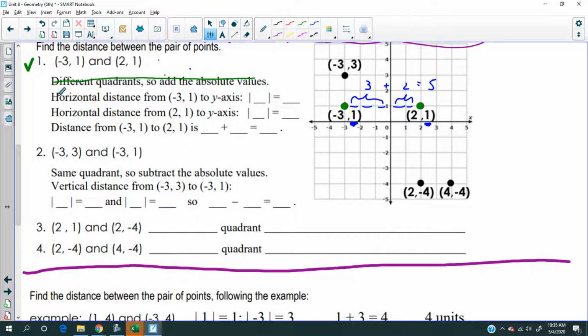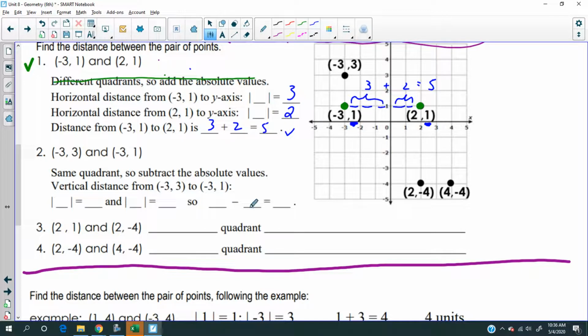So that's how long this line is. That's what they're saying. How long is it from -3, 1 to the y-axis? 1, 2, 3. How long is it from 2, 1 back to this? 1, 2. How long is it total? 5, right? 3 plus 2. That's all there is to it.